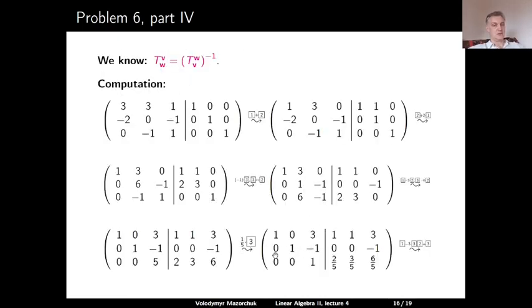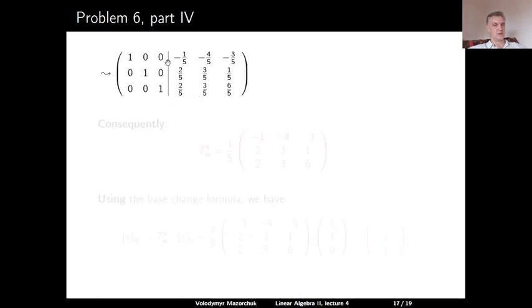And the second row, it's 0, 1 plus 0 is 1, 1 plus minus 1 is 0, and then 0 plus 2 divided by 5 is 2 divided by 5, 0 plus 3 divided by 5 is 3 divided by 5, minus 1 plus 6 divided by 5 is 1 divided by 5. So here on the right-hand side of the vertical line, we have 2 divided by 5, 3 divided by 5, and 1 divided by 5.